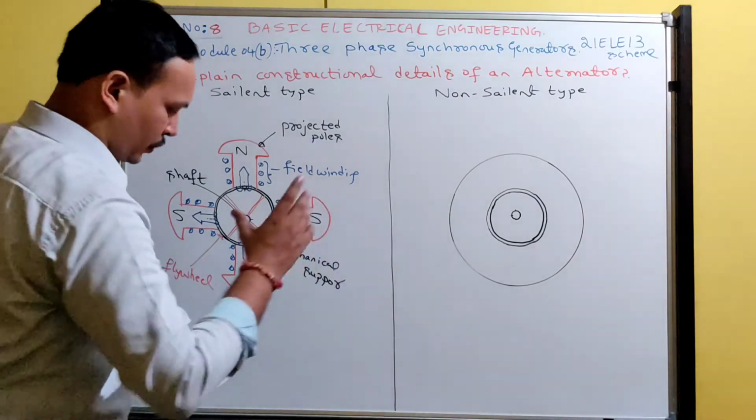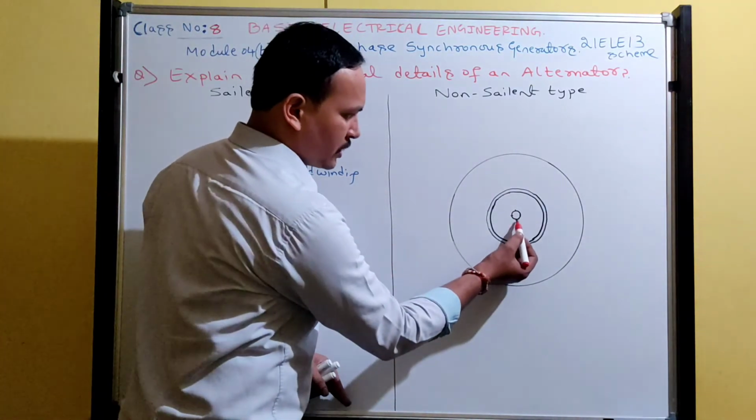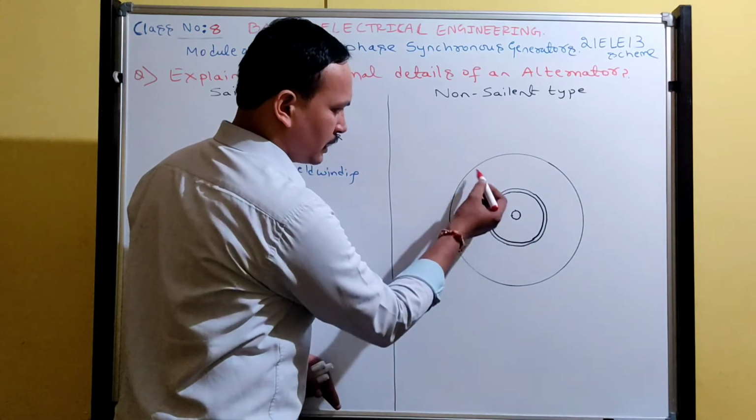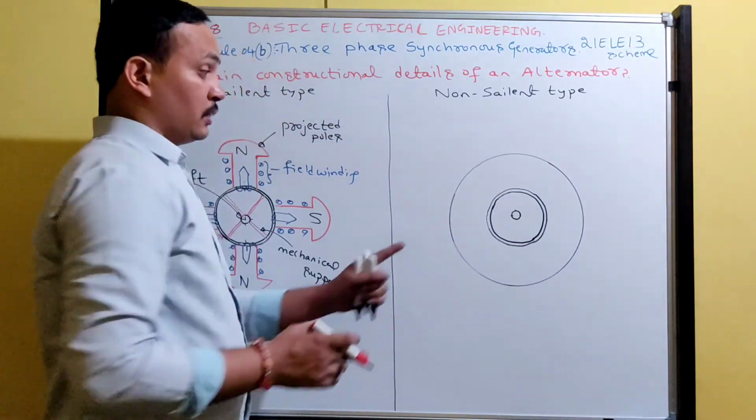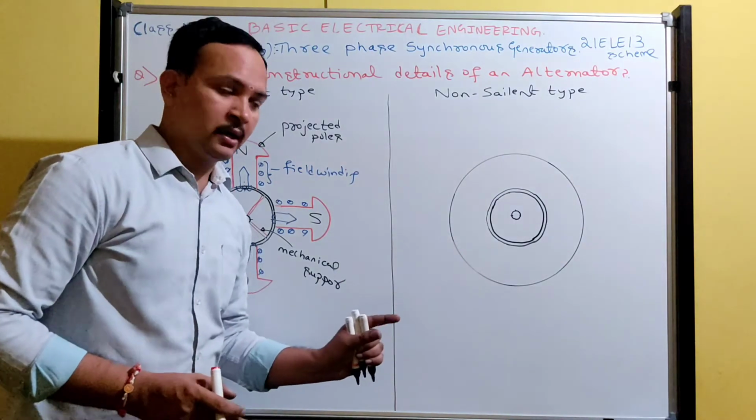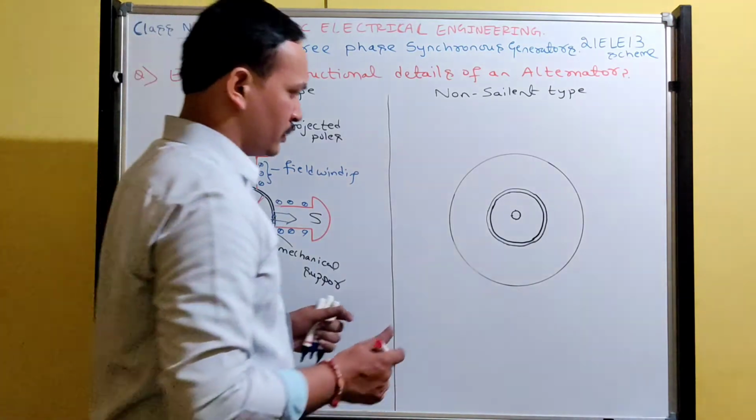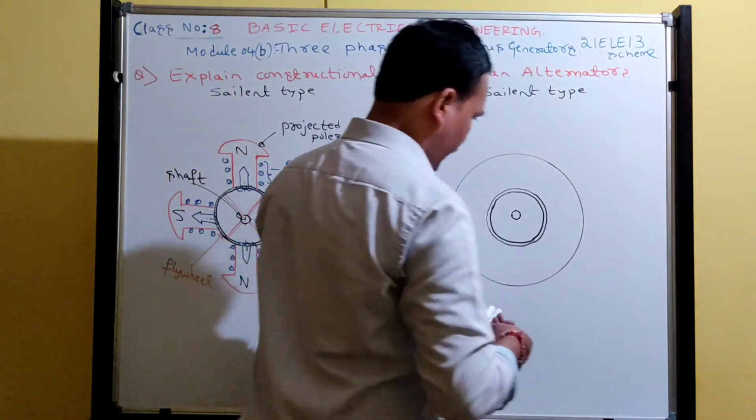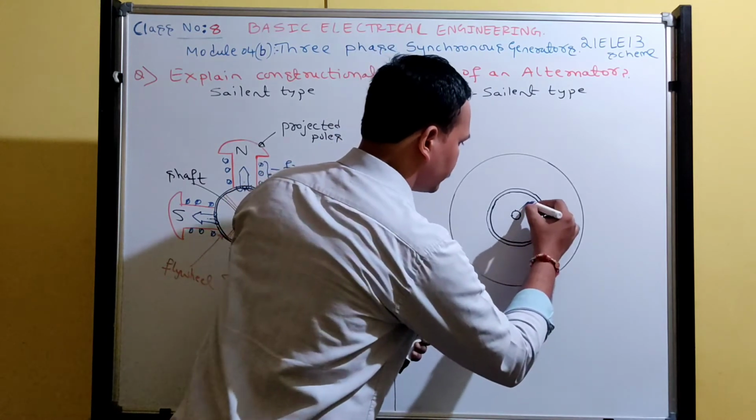Now we can go to the non-salient pole type rotor. Draw one small circle. After that you write two circles. After some gap you write one more circle. Writing this diagram is quite complicated, so please observe carefully. Now I am going to write it. First you write the mechanical balance.